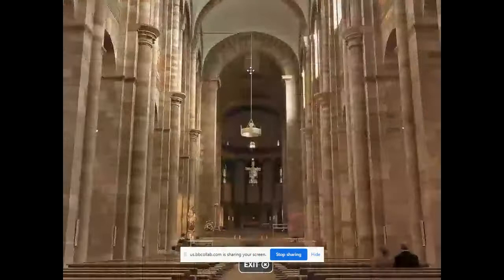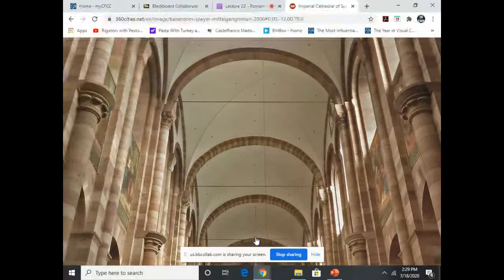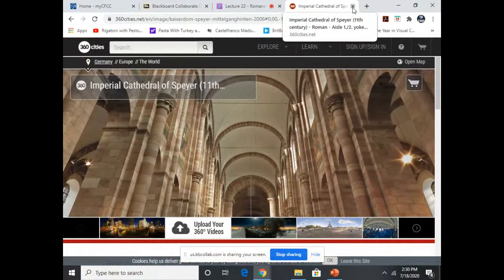Pretty impressive height and decorative quality here in the style of the Holy Roman Empire.